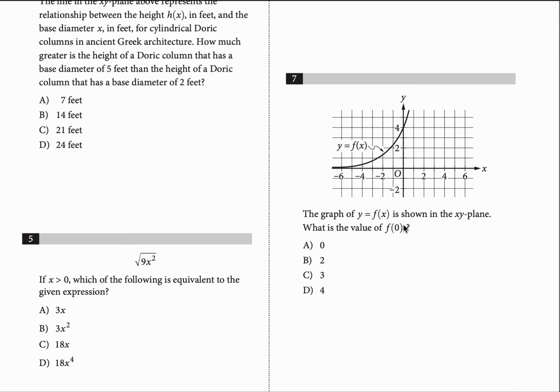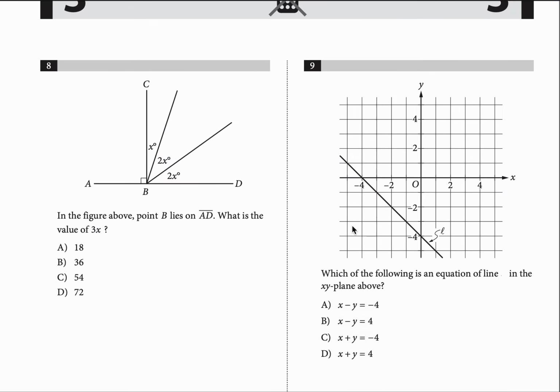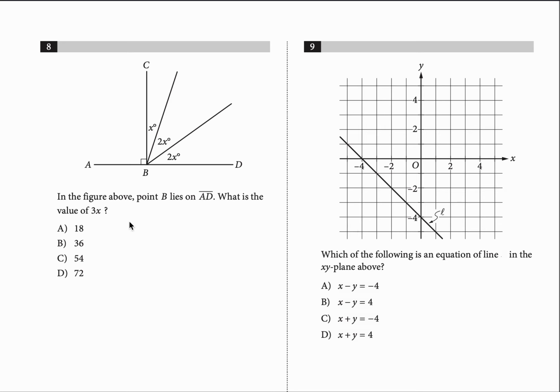This is easy. This is just understanding that we want to see the value at 0, so 4. Okay, another easy question. We know that these things are going to add up to 90 degrees, so 5x equals 90, x equals, I was going to say 15, but that's not right. It's 18, right? So x equals 18, 3x equals 54.